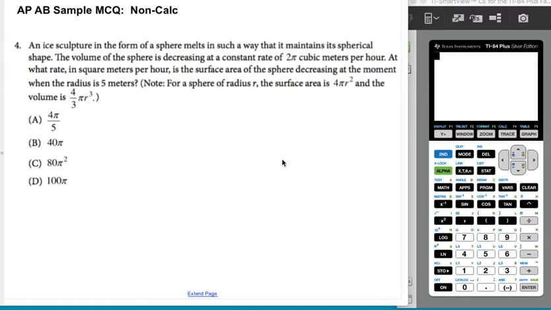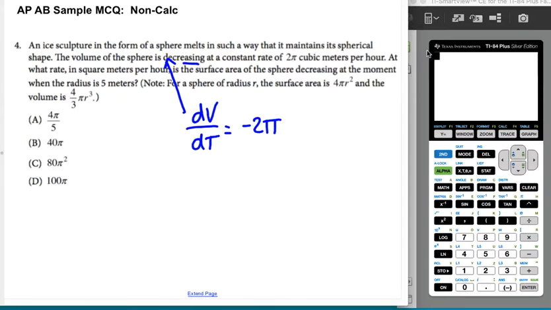All right, an ice sculpture in the form of a sphere melts in such a way that it maintains its spherical shape. The volume of the sphere is decreasing at a constant rate of 2 pi cubic meters per hour. So let's just go ahead and note what that is. The volume is decreasing at a rate, that's dV/dt, and it's a negative 2 pi, because it's decreasing. Decreasing at a rate of 2 pi cubic meters per hour would be negative 2 pi.